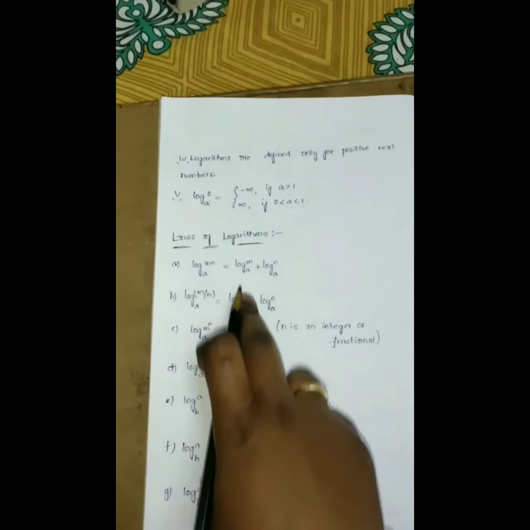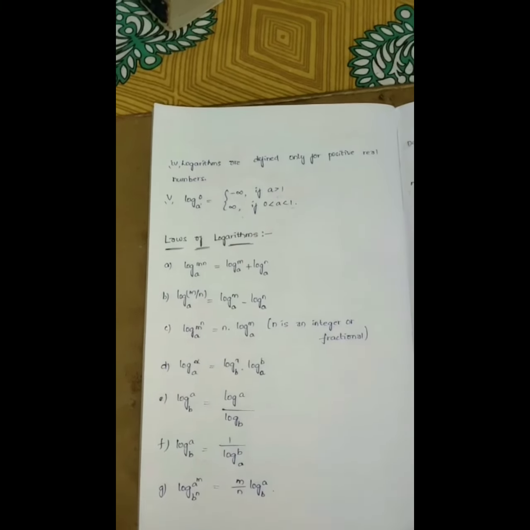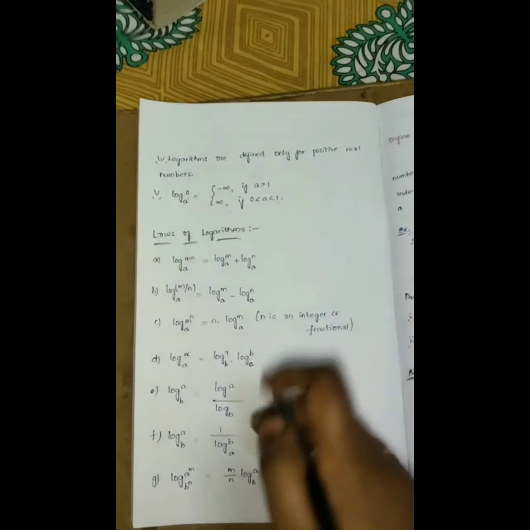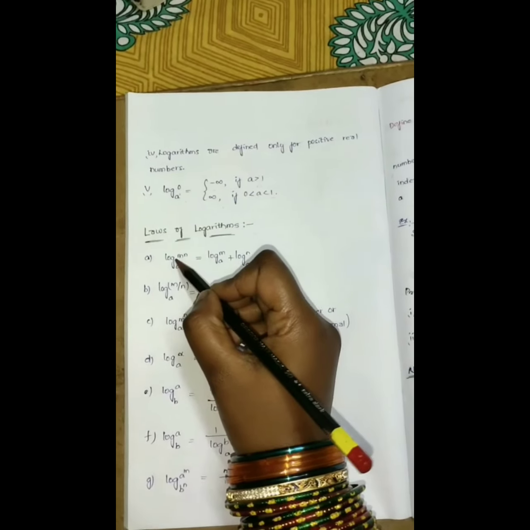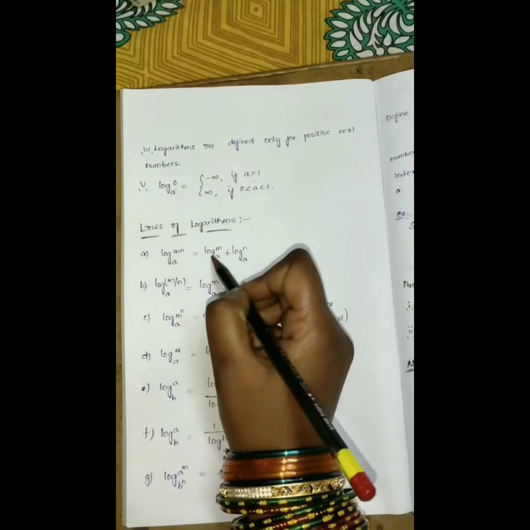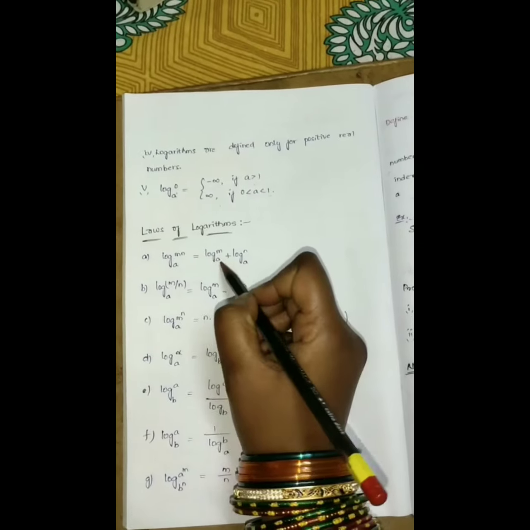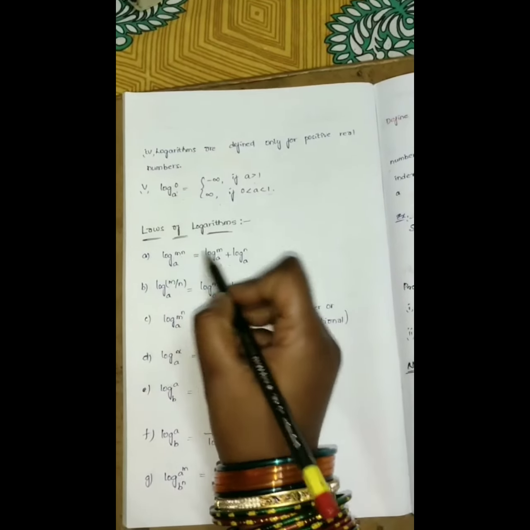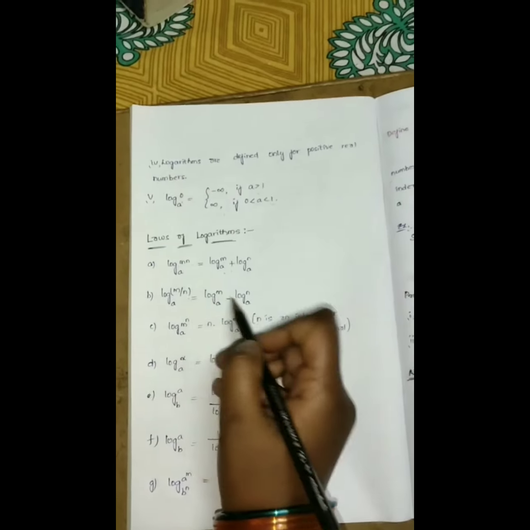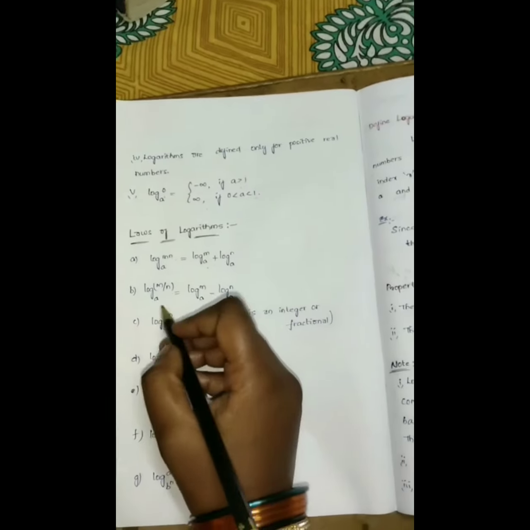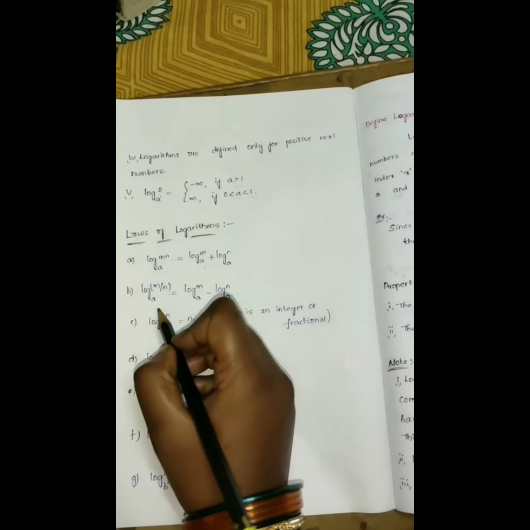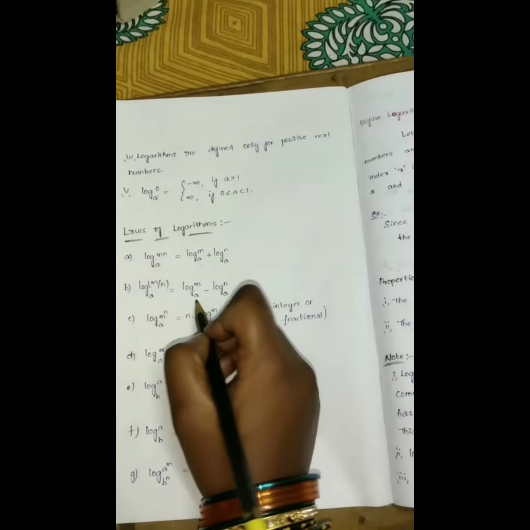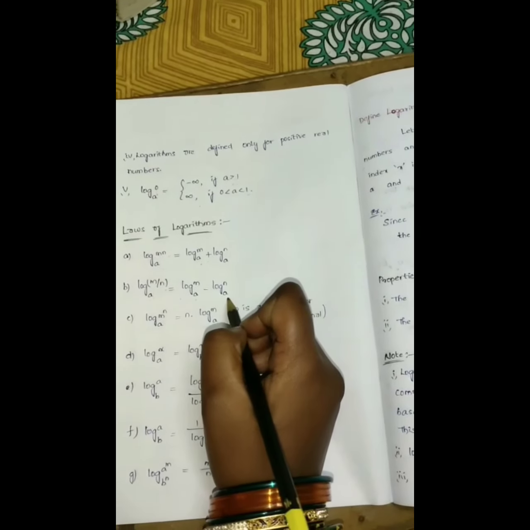ఓకే, నెక్స్ట్ లాస్ ఆఫ్ లాగరిథమ్స్. ఓకే, సో దీస్ ఆర్ వెరీ ఇంపార్టెంట్. log mn to the base a is equals to log m plus log n to the base a. ప్లస్ మల్టిప్లికేషన్ ఉంటే ఇక్కడ ఎడిషన్ వస్తుంది, డివిజన్ ఉంటే ఇక్కడ మైనస్ వస్తుంది. సెకండ్ ప్రాపర్టీలో log m by n to the base a is equals to log m to the base a minus log n to the base a.